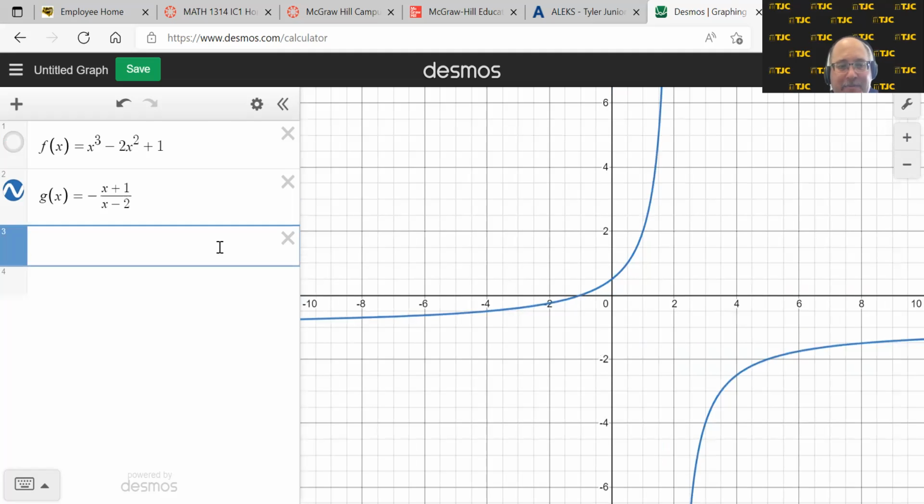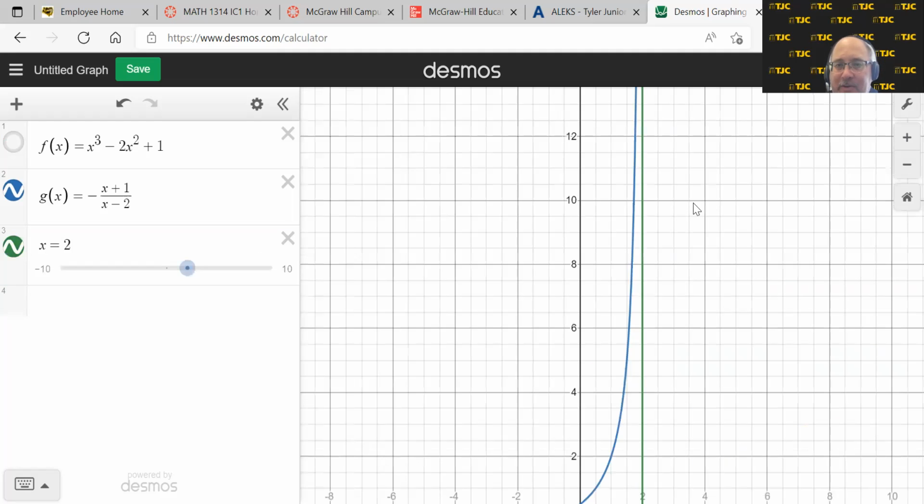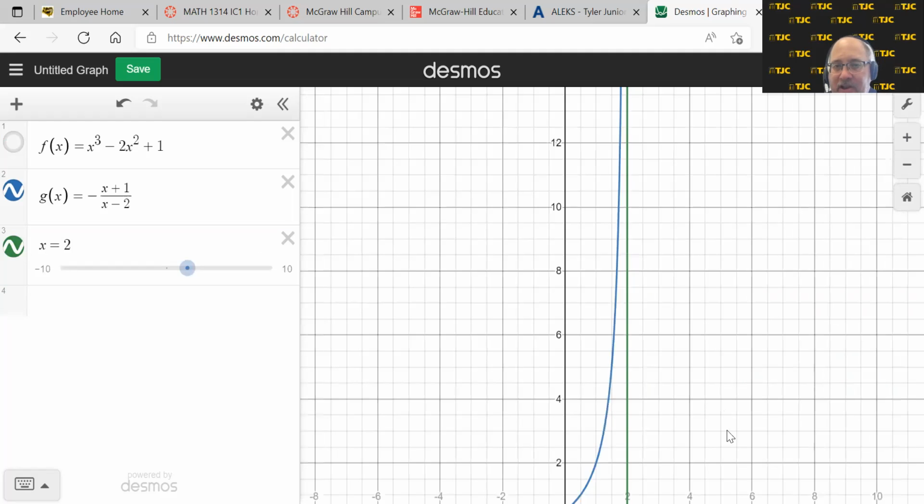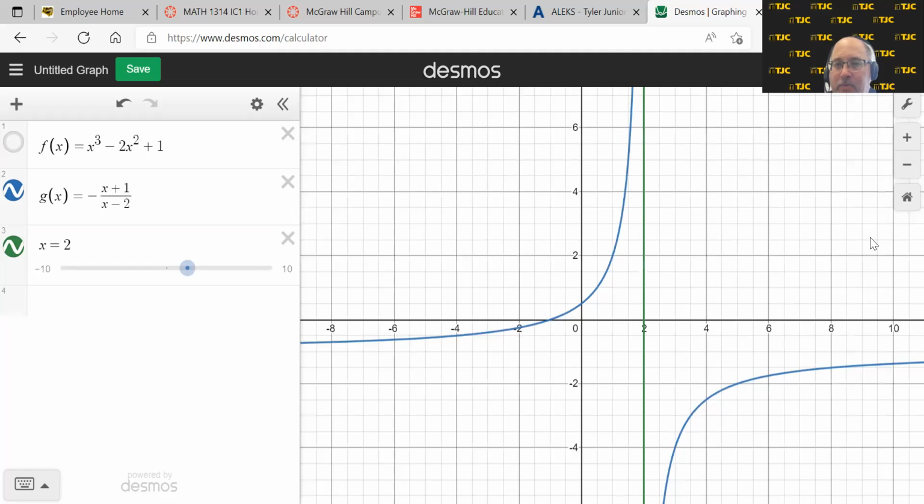I can check that by typing x equals 2. It will draw a vertical line, and we'll see that we get closer and closer to that line on the left, closer and closer to that line on the right, but at no point does it ever cross this. This is actually a discussion we'll have in a future section about rational functions, but I wanted to illustrate an example of a graph that's broken.